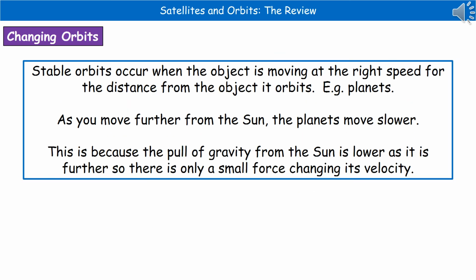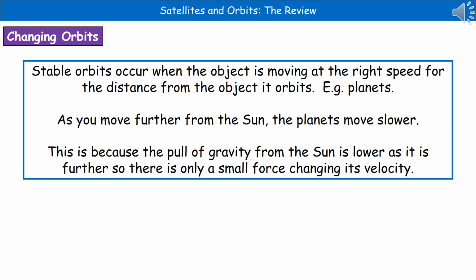If we've got an object that's moving at the right speed for the distance at which it's orbiting an object, then it has a stable orbit, and that's things like our planets. The distance they are from the sun and from each other, and the speed at which they're moving, holds them in this lovely stable orbit so we don't all crash into each other or the sun.